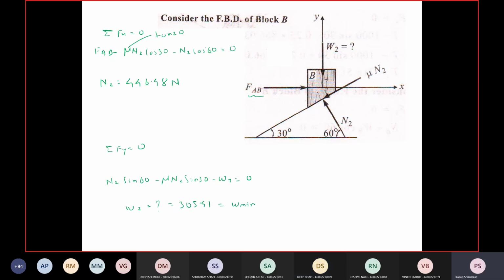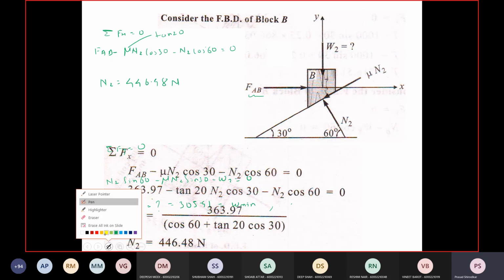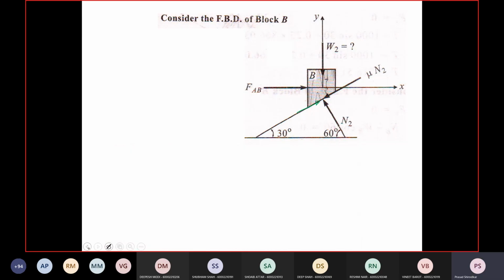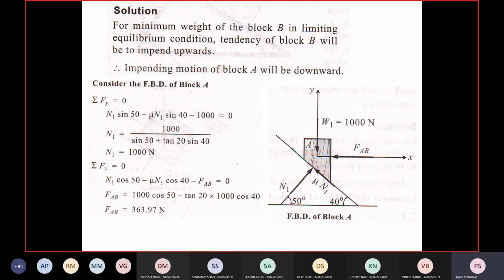Alright. Similarly, you can solve for W max. For W max, what you have to do is take the direction in the opposite direction for both this one and the earlier one also. Assume the impending motion of the 1000 newton block is in the upward direction. Here we have taken it downward, so here take it upward and try it at home.